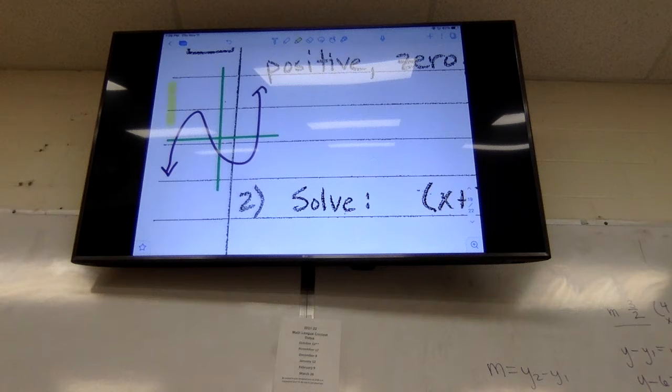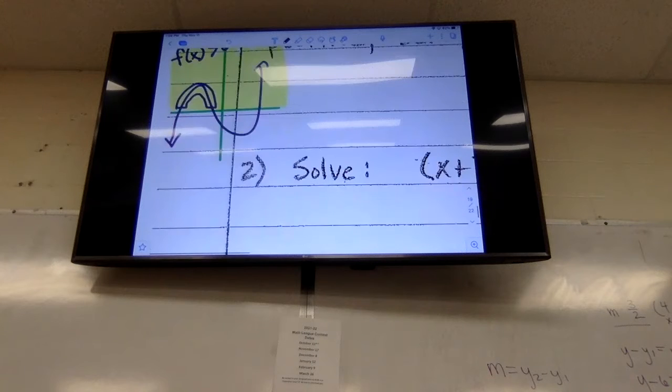everything above the x-axis is where the function is greater than zero. So everything in yellow is where my function is greater than zero, because that's where my y's are greater than zero. So this hump right here is greater than zero. This part to infinity is greater than zero. All that fun stuff.